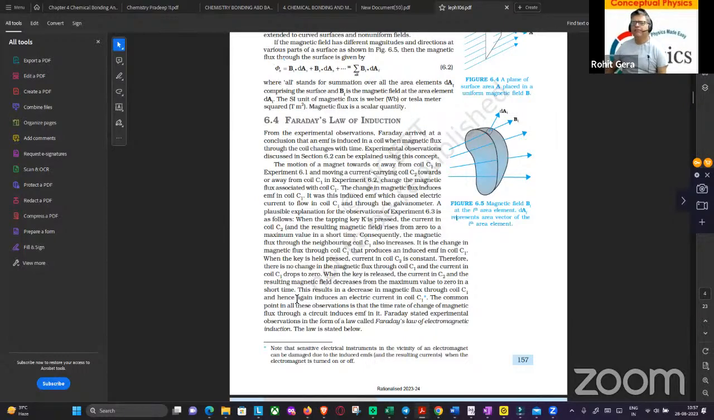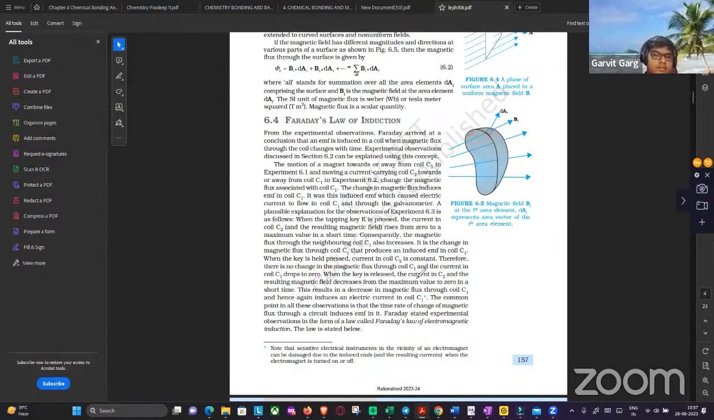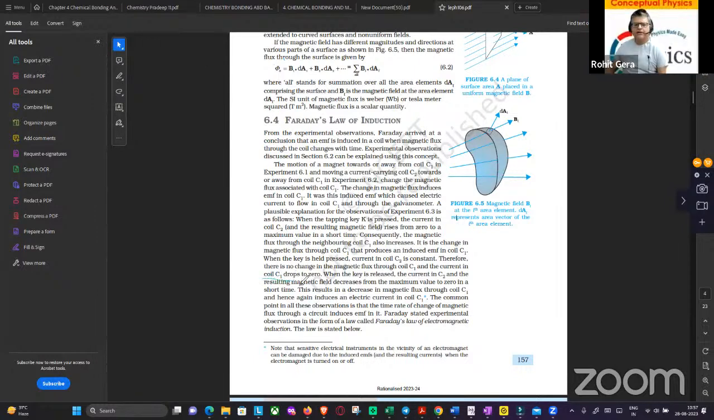ये बार बार करते रहोगे. बार बार आपको coil 1 के अंदर you will see the magnetic deflection of the galvanometer, which means a constant production of EMF and then EMF vanishing, coming, vanishing. ये होता रहेगा. ठीक है. देखो करंट ड्रॉप्स टू 0. जैसे ही सारा मैग्नेटिक फील्ड चला जाता है वापस 0. The common point in all these observations is that the rate of change of magnetic flux through the circuit induces EMF.